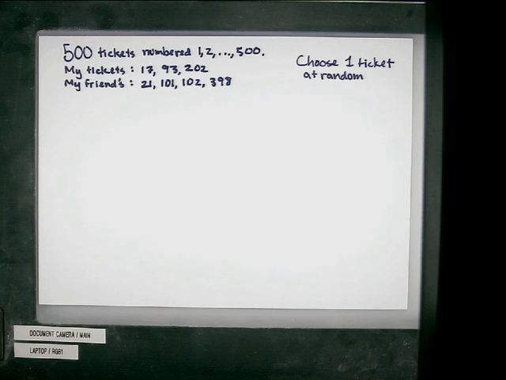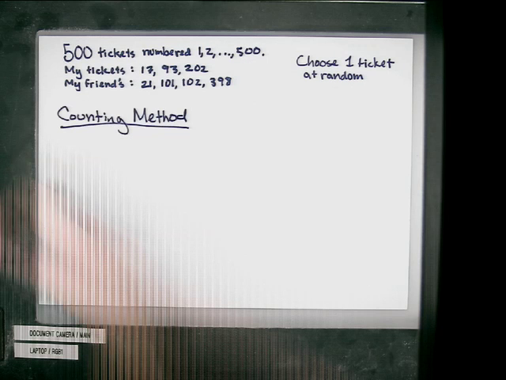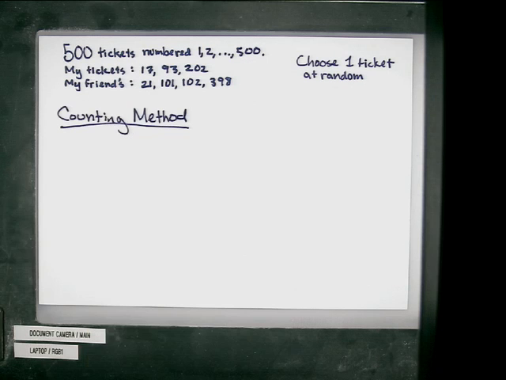Yeah, I just use the counting method, and since you have 3 tickets and each one's equally likely to win, I just counted it up and said it was 3 out of 500. That sounds like a good approach, to use the counting method. This is a very simple problem where every ticket is equally likely, so it makes sense that we would want to use the counting method. I am holding 3 tickets, so the chance that I win would be 3 out of 500.